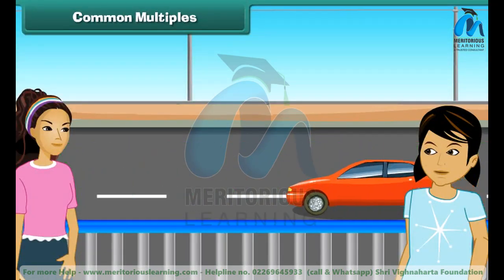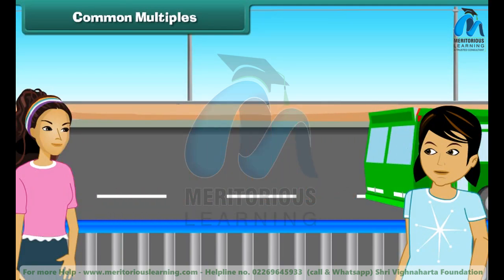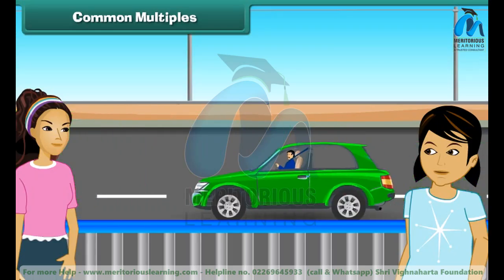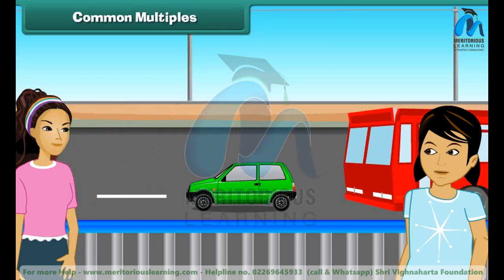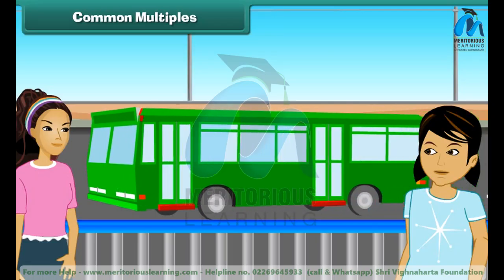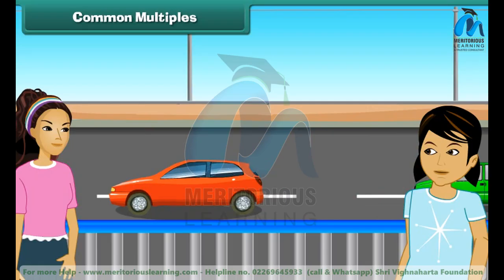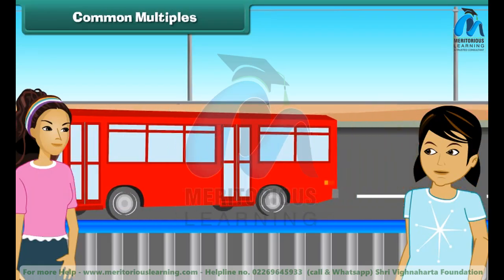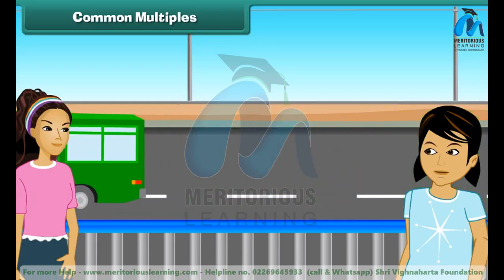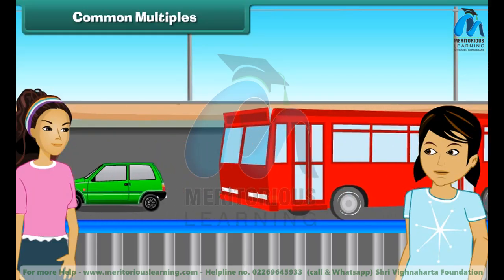Common multiples. Rima and Prerna are playing a game. Rima will count the number of red and green cars on the road. She will try to express them as multiples of 3. Prerna will count the number of red and green buses on the road. She will try to express them as multiples of 6. Rima observes 12 red cars and 18 green cars.